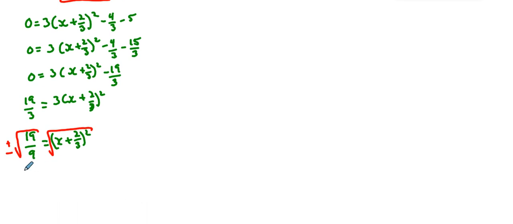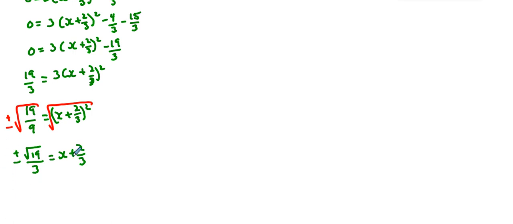So let me clean this part up here. We have plus or minus the square root of 19 over 9. Well, the square root of 19 is just a mess, so we're going to leave that alone. But the denominator, the square root of 9, is just 3. So that's nice. And this is going to equal x plus 2/3. So as a final step here, I'm going to take the plus 2/3 and move it across.